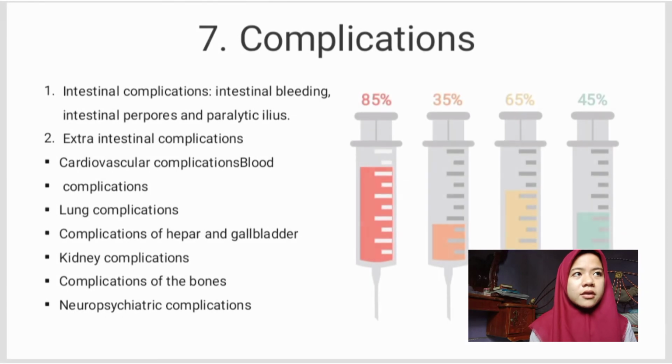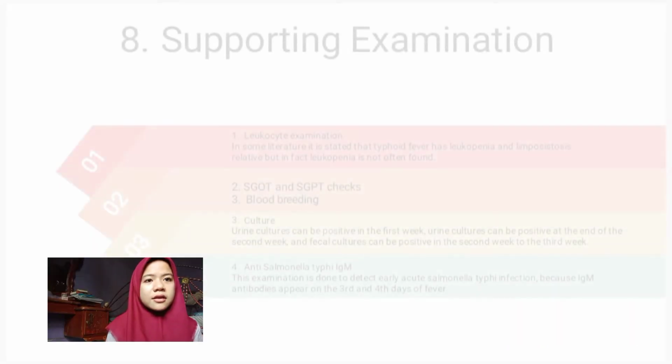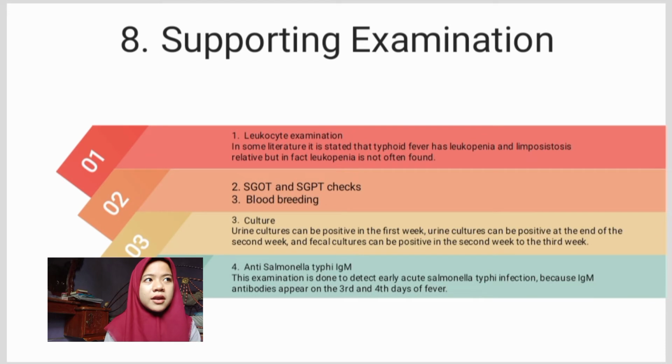And then number 7, complication. Number 1, intestinal complication: intestinal bleeding, intestinal perforation, and paralytic ileus. Number 2, extraintestinal complication: cardiovascular complication, blood complication, lung complication, complication of liver and gallbladder, kidney complication, complication of the bones, neuropsychiatric complication. Then number 8, supporting examination.